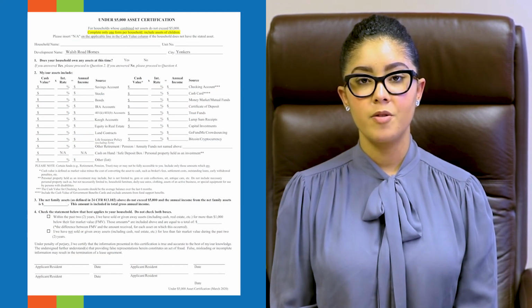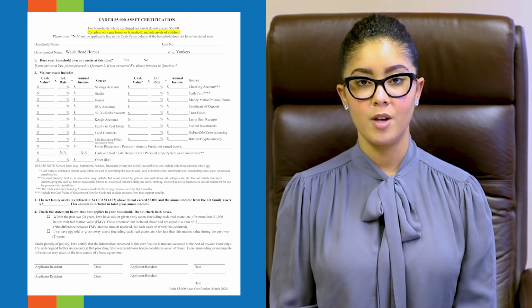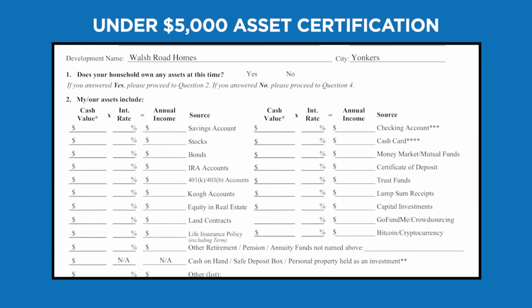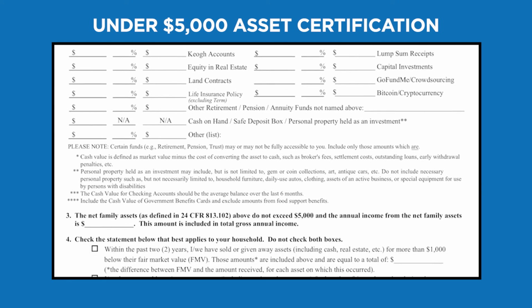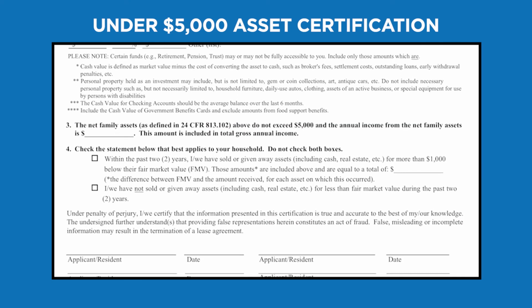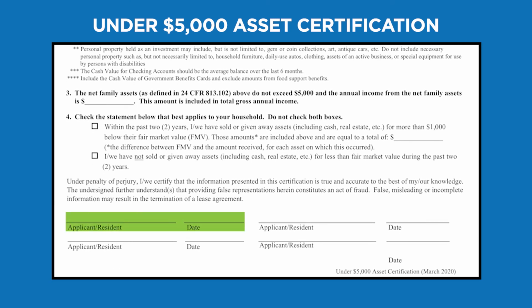Last, we have the under $5,000 asset certification form. You only need to complete one form for the entire household, and you only complete this form if your household assets are less than $5,000 in total. Please remember that checking and savings accounts, as well as cash cards, are considered assets. Please complete all that apply from 1 through 4, but you must complete question 3. All household members 18 and older must sign and date this form.